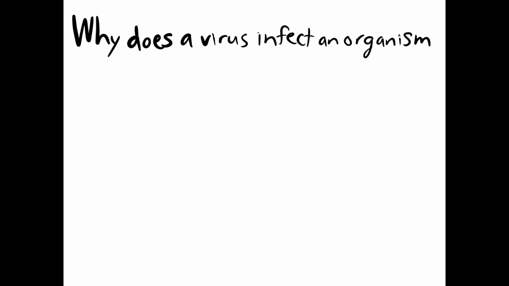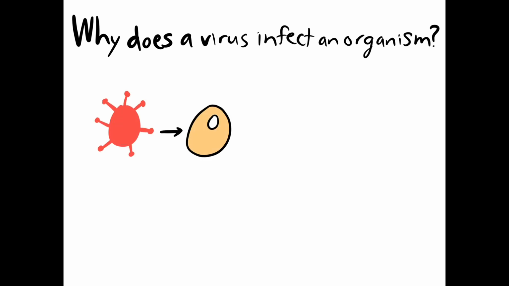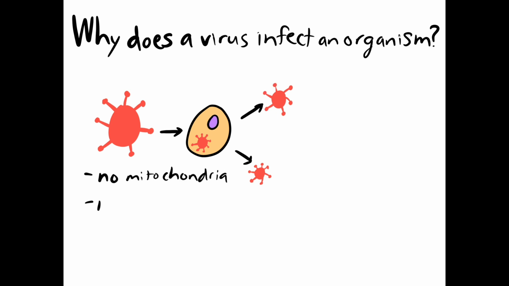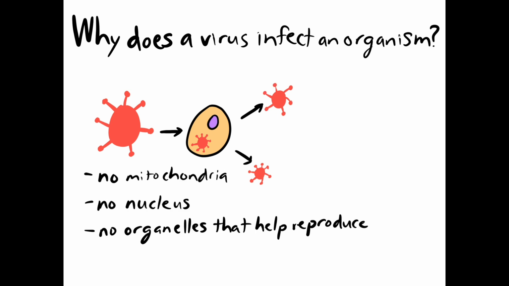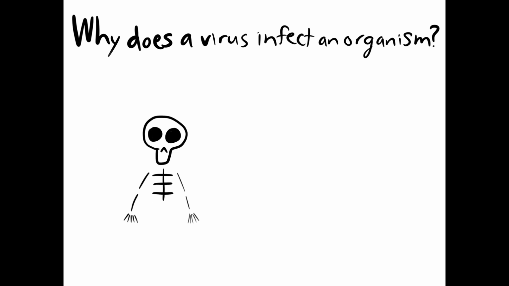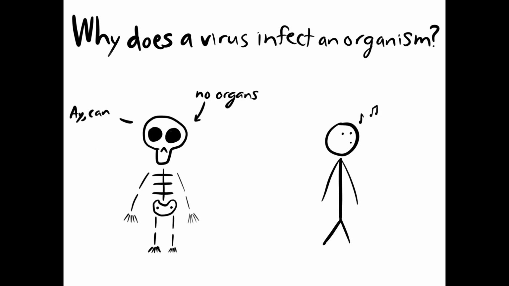Why does a virus infect an organism? Viruses have to hijack host cells in order to replicate themselves. This is because they lack all the organelles necessary to generate energy to power metabolism and reproduce. Imagine if you didn't have any of your organs to keep you alive. If you wanted to survive, you'd have to borrow organs and get nutrients from somewhere else.